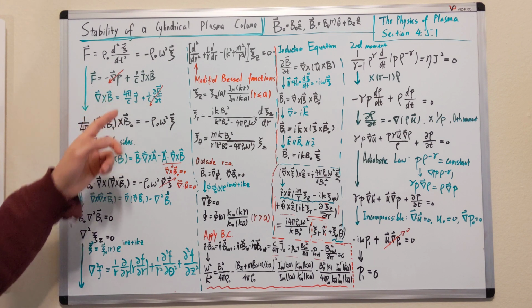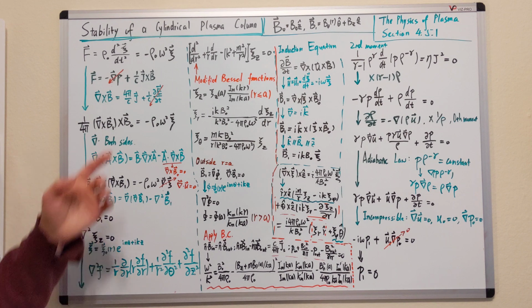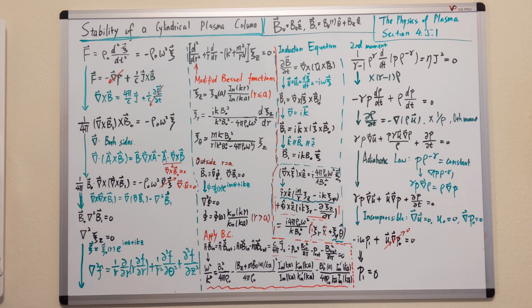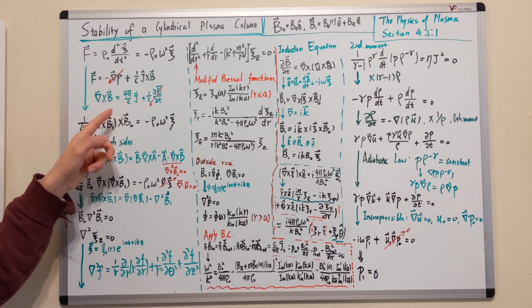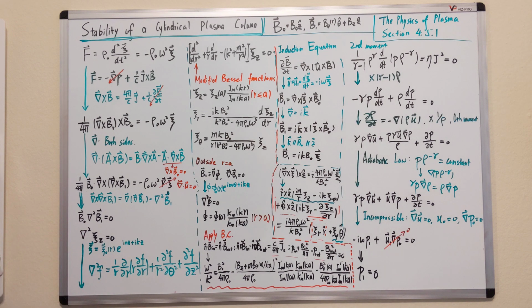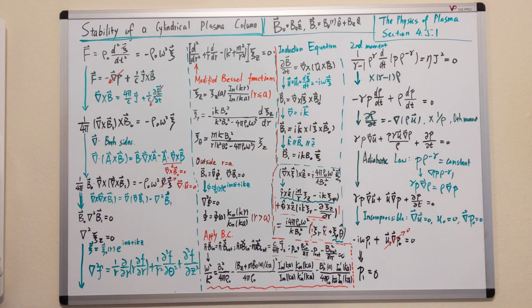And we know the force, since we're talking about a cylindrical column, we're not considering the curvature. So we only have j cross b. We substitute j using Maxwell's equation, and this goes to zero because we assume inside of the cylinder the pressure is homogeneous.